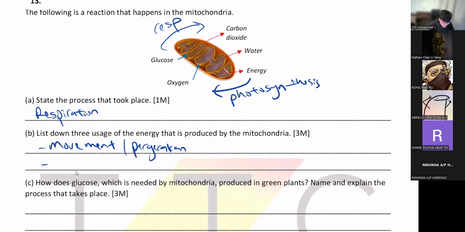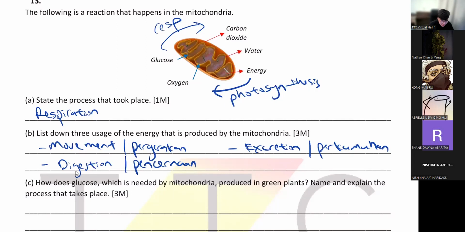Right, so what else do you need energy for? You need it for digestion. When you digest food, pencernaan, that's how you use energy, right? What else? You can say excretion. When you excrete, perkumuhan, when you clean your blood from dirt, that uses energy too.